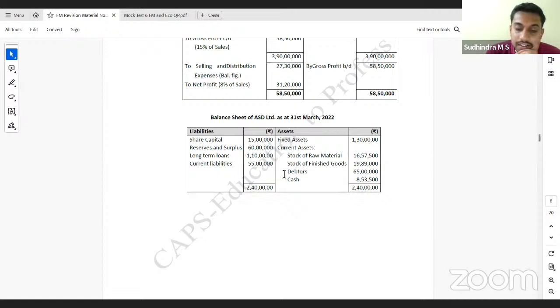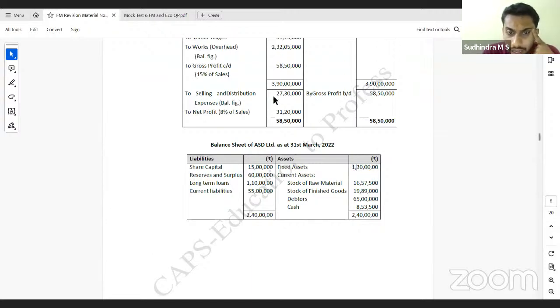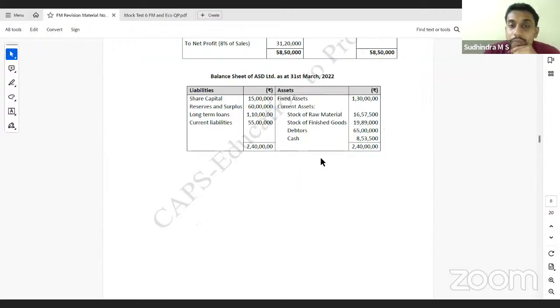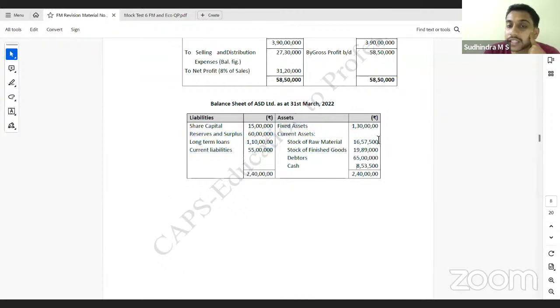Same way, balance sheet. Here, fixed asset is 130 lakh. The answer, the question also, I think there was an error there. Then long-term loans is 110 lakh. Total of the balance sheet is 240 lakh. Okay, so bringing all the information, the presentation in the same manner, writing all the information, 2 marks.